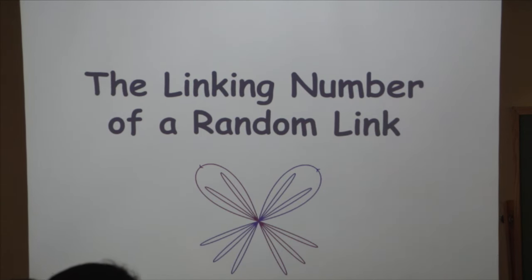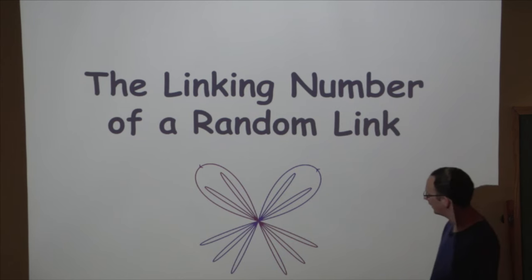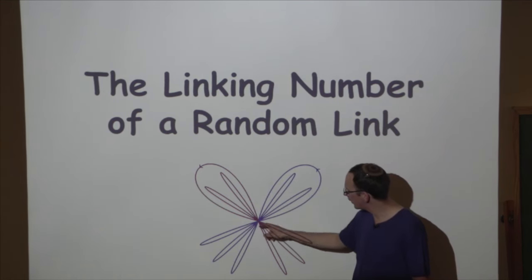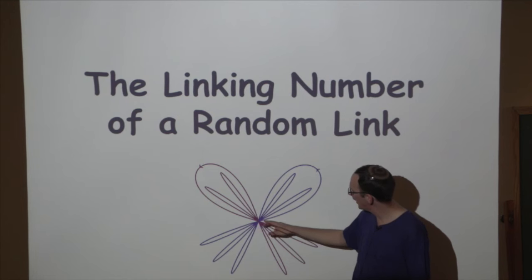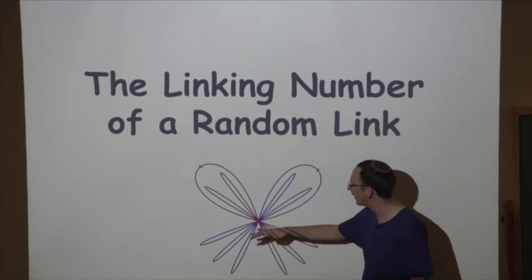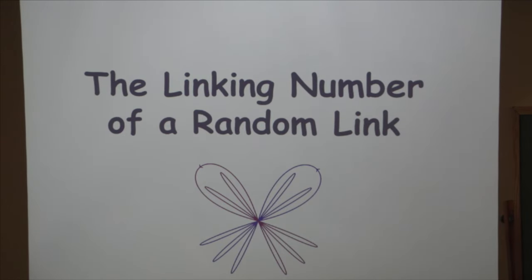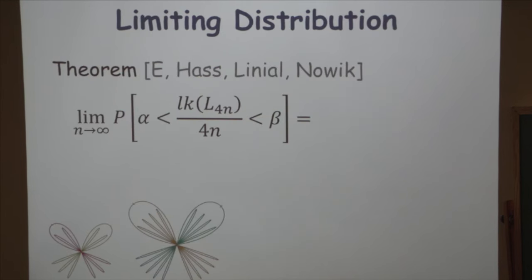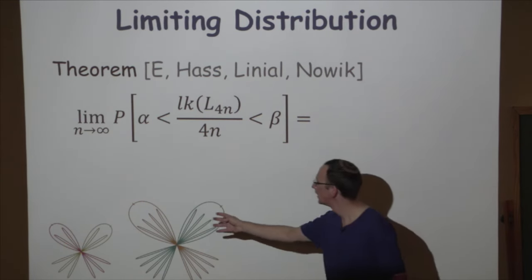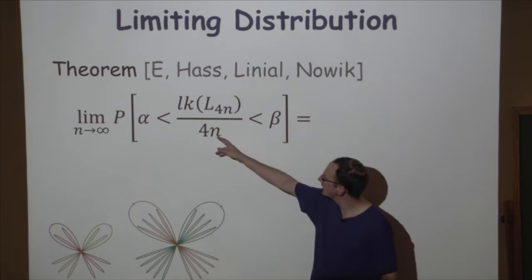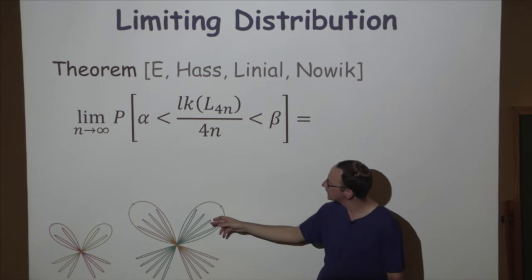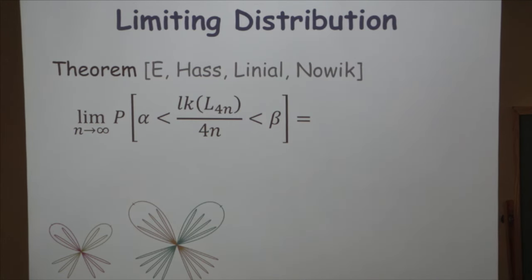Okay, so let's continue. Next we'll see what the distribution of the linking number for a random link is. As you remember, we can draw random links by taking 4n, in this case 12, this is 4 times 3, segments over the center point and ordering the heights by a random permutation. This way we get a random link, and we can take more and more petals. As n increases, where 4n is the number of petals, we may ask what the distribution of the linking number would be.